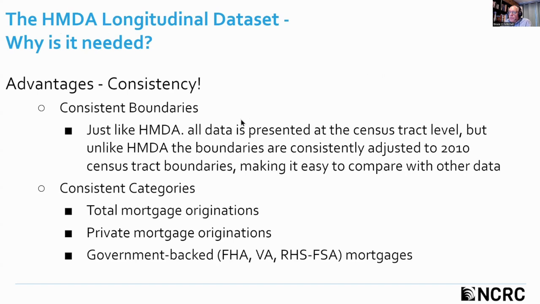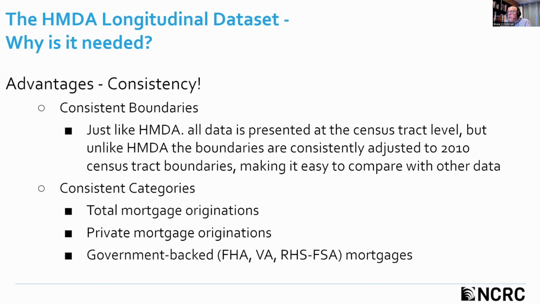How does it do this? Well, first off, it provides the data in a consistent way. Consistent boundaries have been a primary problem. Just like HMDA, all data is presented at the census tract level. But unlike the original HMDA data, the boundaries have been consistently adjusted to 2010 census tract boundaries, making it easy to compare with other data. You see, census tract boundaries often change during the decennial census periods. This has made putting a consistent set of data together impossible up until this point.